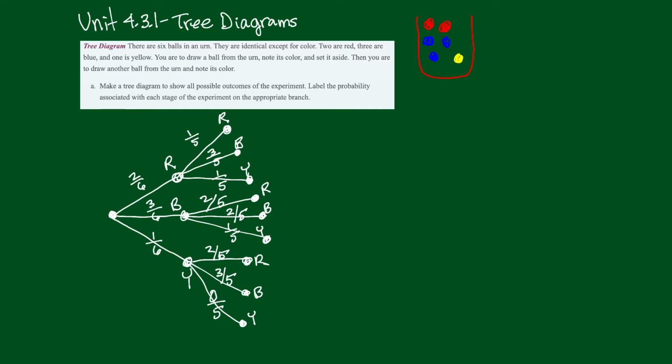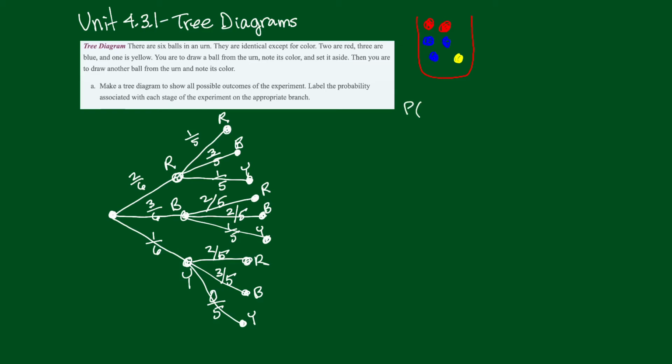Okay, so that's what they're asking us to do here in Part A, is just to make a tree that shows all the possible outcomes of the experiment, and we've labeled the probabilities associated with each stage on the appropriate branch. Now I'm going to push it a little bit further. What is the probability of getting a red on the first and a red on the second? All right, so I'm going to write what I'm doing here. Save a little bit of room here.